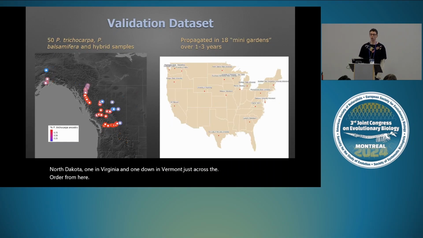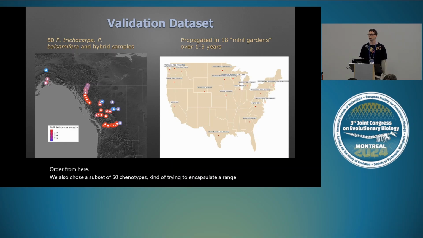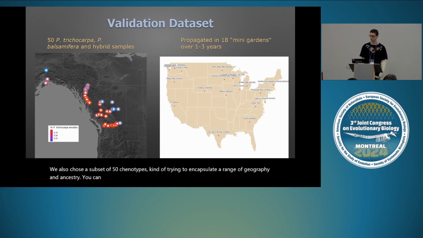We also chose a subset of 50 genotypes, kind of trying to encapsulate a range of geography and ancestry. You can see where those genotypes came from. That subset of 50 we planted in 18 what we're calling mini gardens, so smaller common gardens. You can see their locations on the map there. And so you can see we kind of tried to cover a bit more of a diverse set of environments with these mini gardens. And I'm calling this my validation data set because it will come up later for validation.